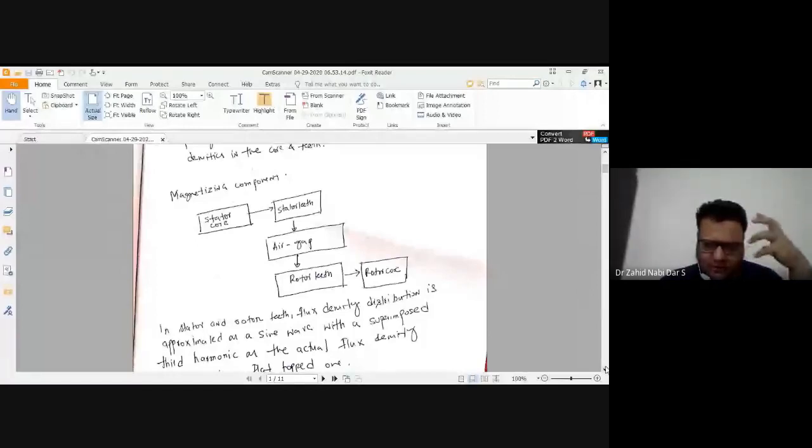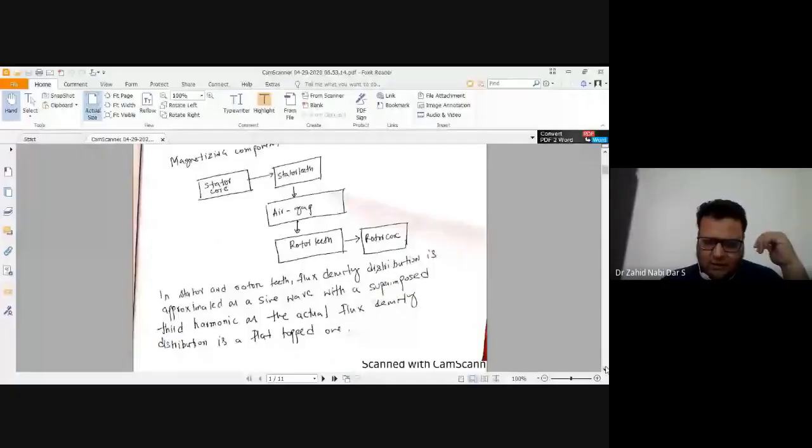In stator and rotor teeth, flux density distribution is approximated as a sine wave. It is superimposed with the third harmonics, as the actual flux density distribution is flat top. Flat top means it's not sinusoidal. If you want to read about this, there is a book by Chapman. You can read about this flat top in transformer operation. I'll mail it or send it to you on WhatsApp.